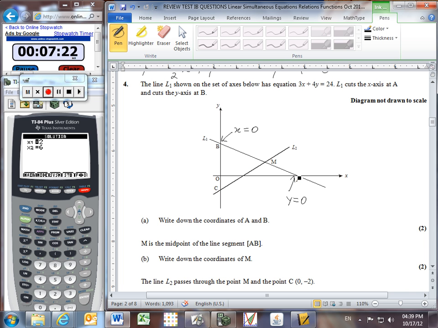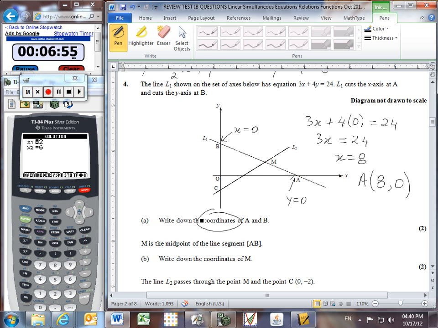So let's start by finding the coordinates of point A. I don't know what the x-coordinate is, but I do know that the y-coordinate is 0. And so 3x, this term becomes 0, doesn't it? So 3x equals 24, x equals 8. And that must mean then that point A has coordinates, because it's asking us for the coordinates here, 8, 0.